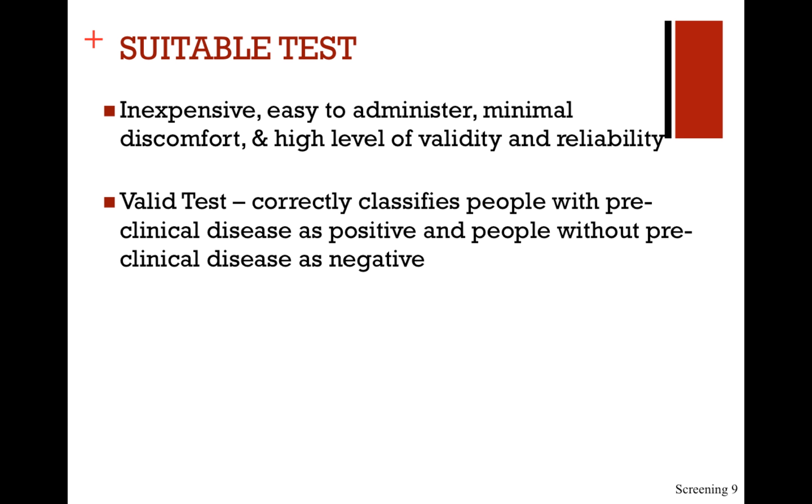So a valid test basically does what it's supposed to do. It classifies people with the preclinical disease as positive and people without preclinical disease as negative, as much as possible. No test is 100% valid.